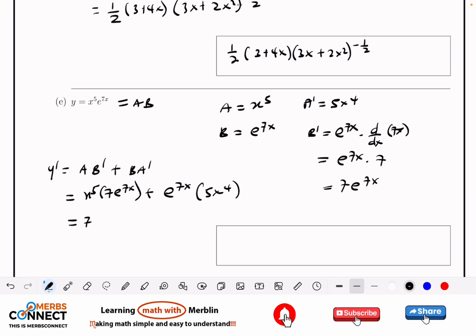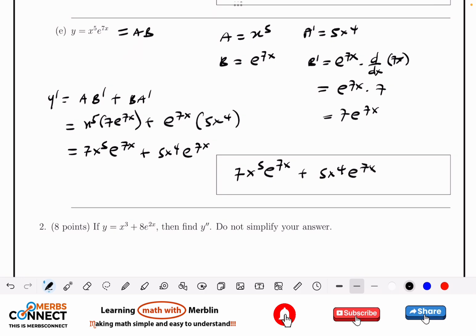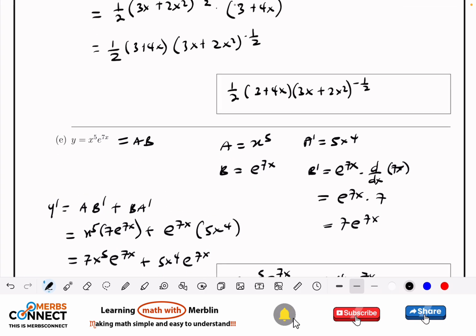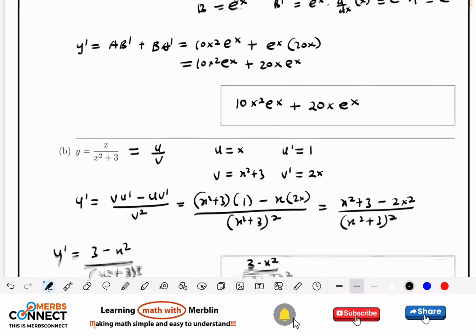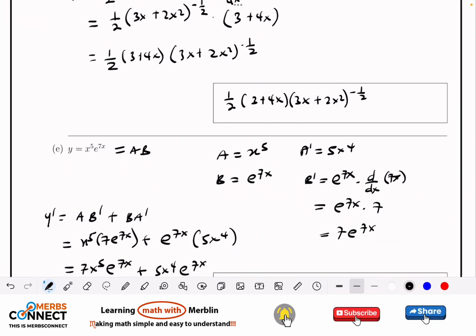Simplify, we get 7x to the power 5 e to the power 7x plus, when I multiply this one, I have 5x to the power 4 e to the power 7x. So I write my final answer here, 7x to the power 5 e to the power 7x plus 5x to the power 4 e to the power 7x. So this is what I'm going to also get for this one. So we are done with question 1. Question 1 was 5 questions. So we are done with finding the derivative.